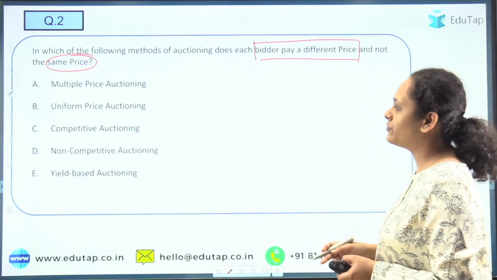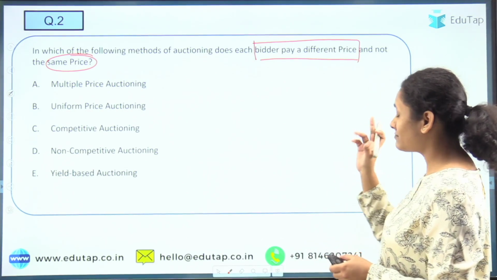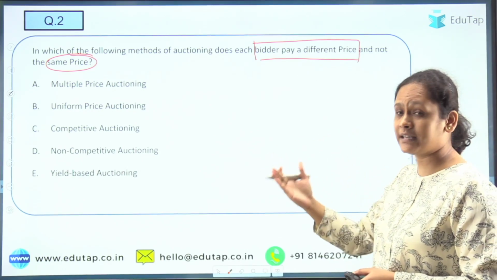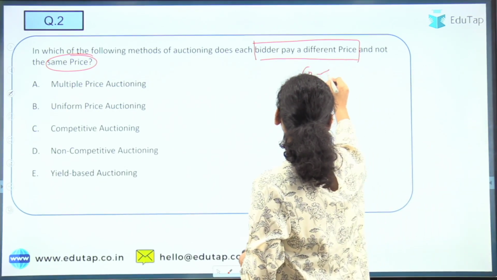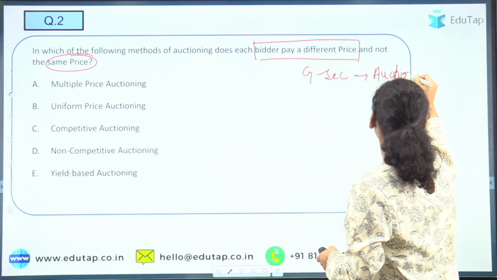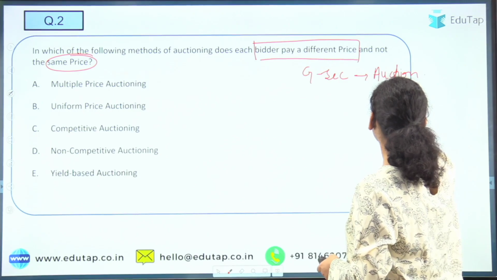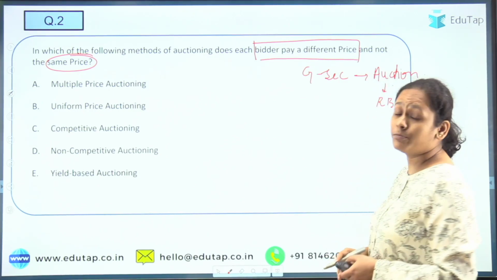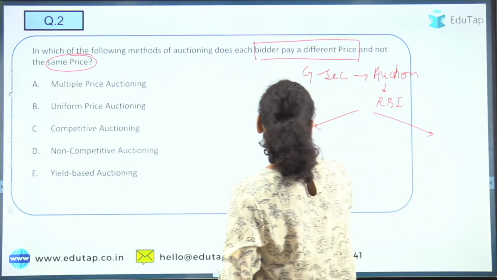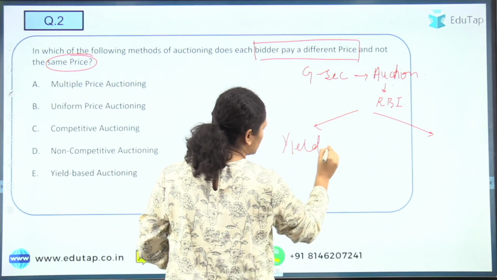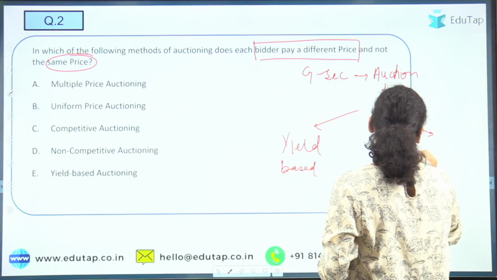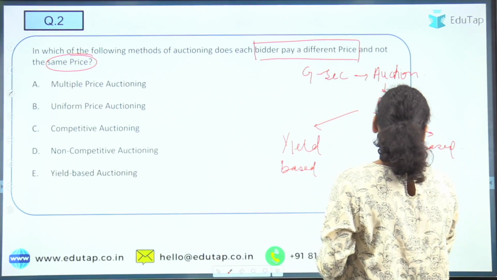Before getting to the answer, please understand how the Government of India issues GSECs. GSECs are issued via the process of auction. And who conducts this auction on behalf of the Government of India? It is the Reserve Bank of India. Broadly, the auctioning can be of two types. The first is yield based auctioning, and the second is price based auctioning.